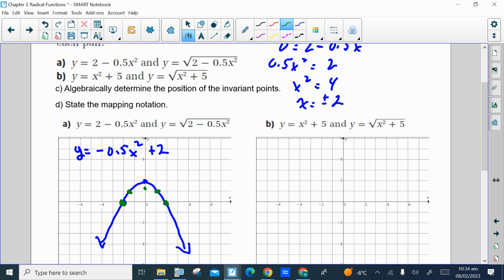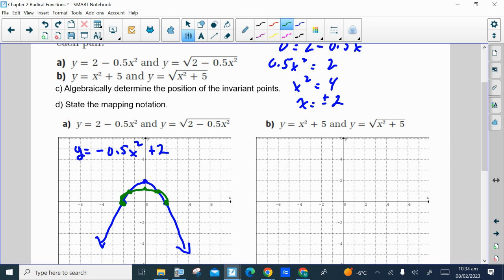Remember, between the two invariant points, the radical function is slightly above the original. After that, it's below. Let me try that one more time. I want to clearly show that the new one is slightly above the original between the invariant points. There's our graph.